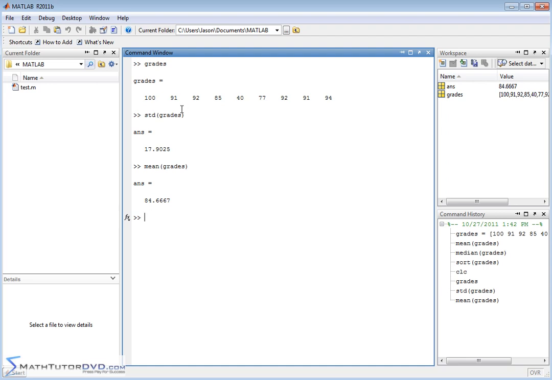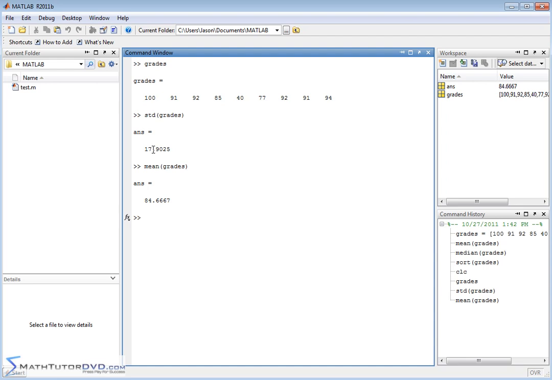When you look at the mean and the standard deviation together, that gives you a complete picture. If you were to plot this and fit it to a bell curve or a normal distribution, that would give you the complete picture. It's important to know that the mean of the student grades is about an 85, 84.6, but it's also very important to know that the standard deviation is about 17.